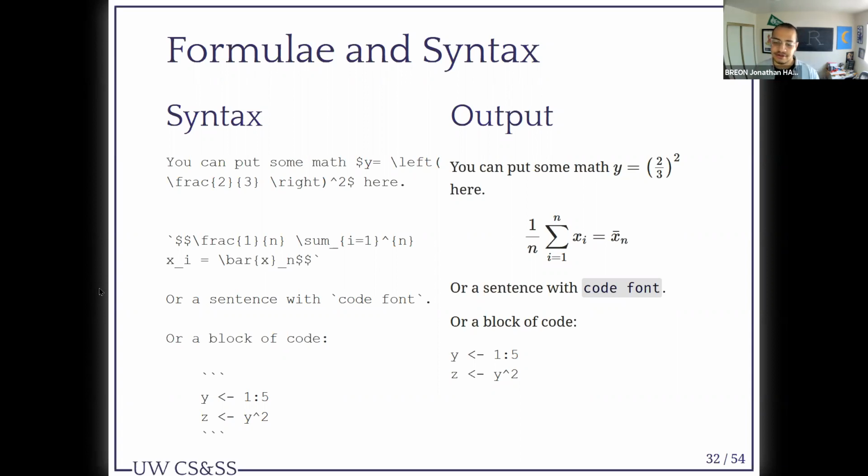You can also make a block of code output to look like code in your document by doing 3 backticks, then your code, then 3 more backticks on the next line.